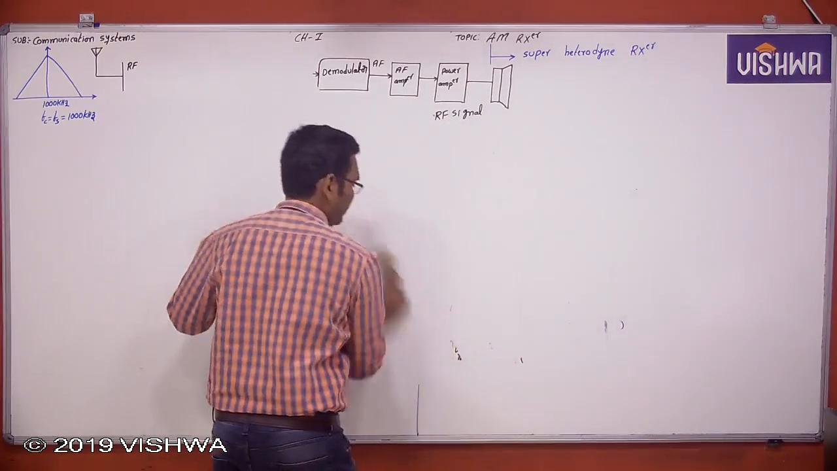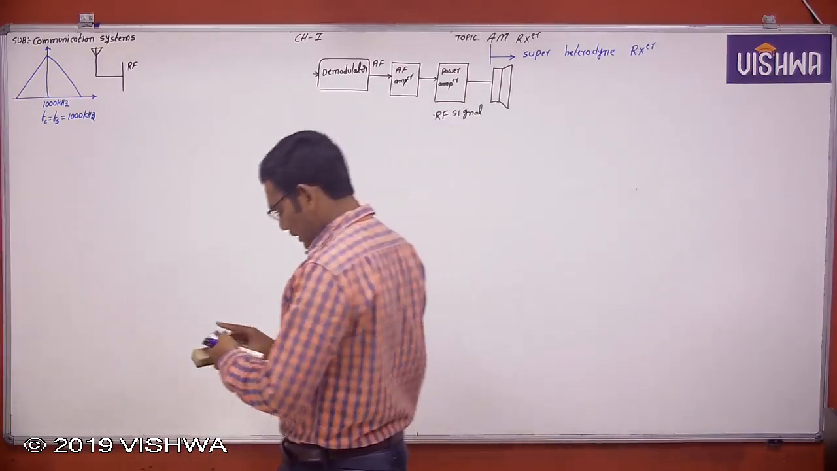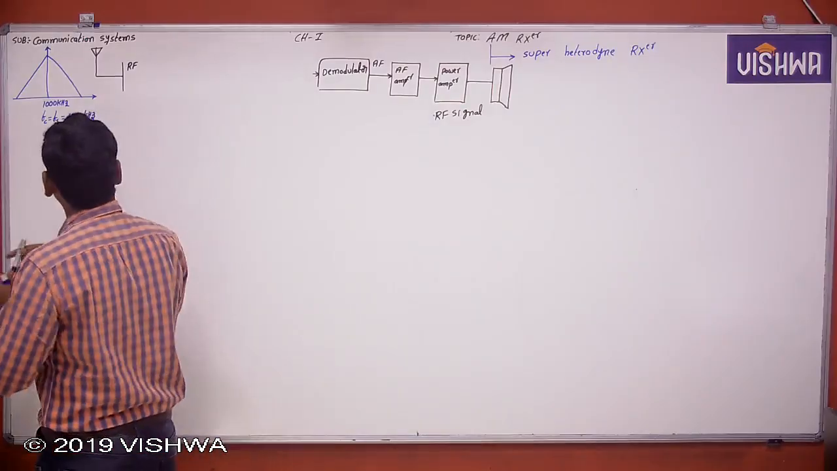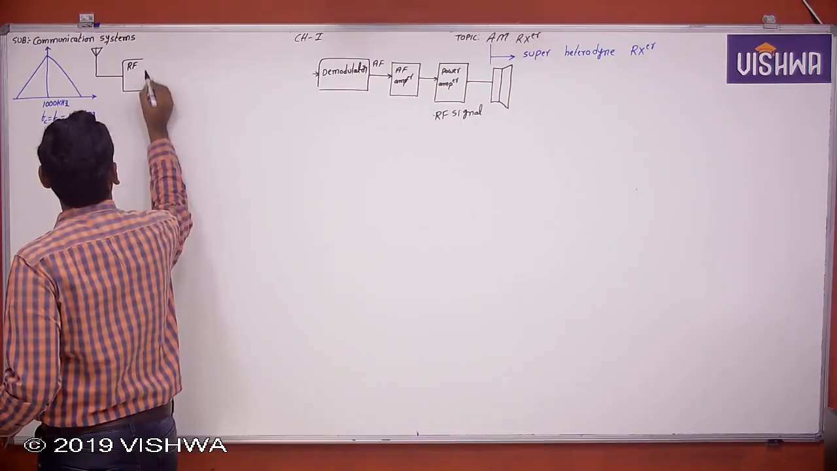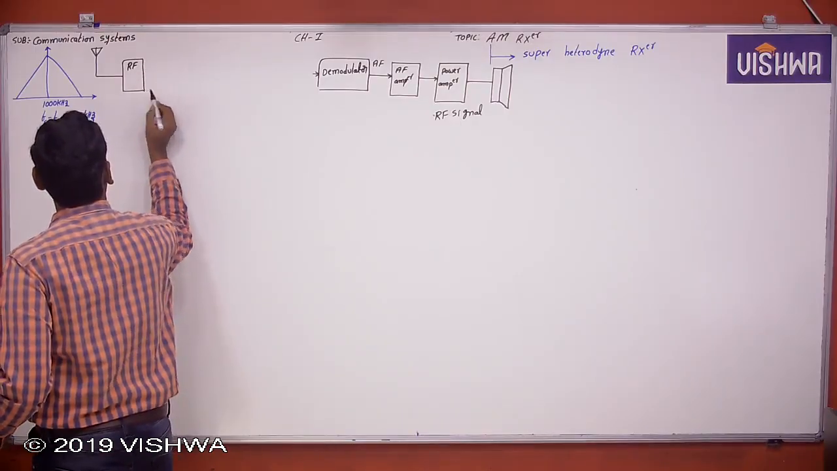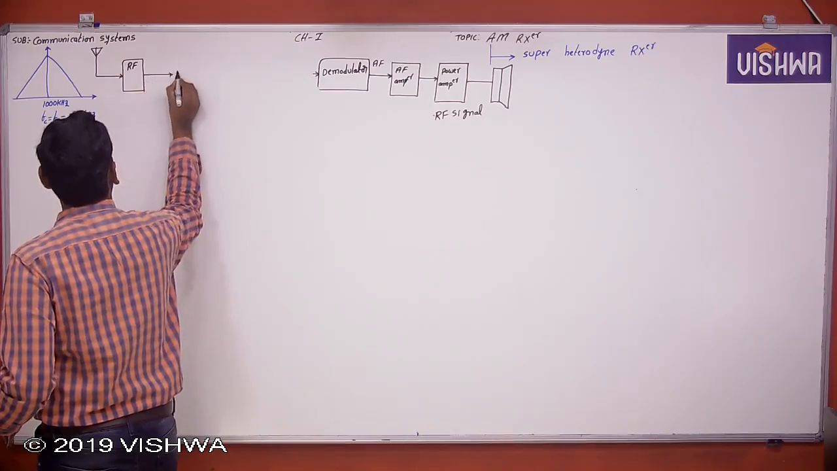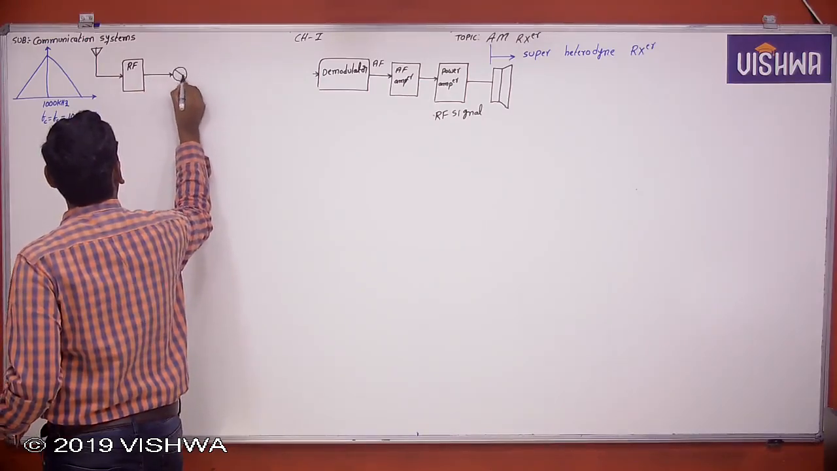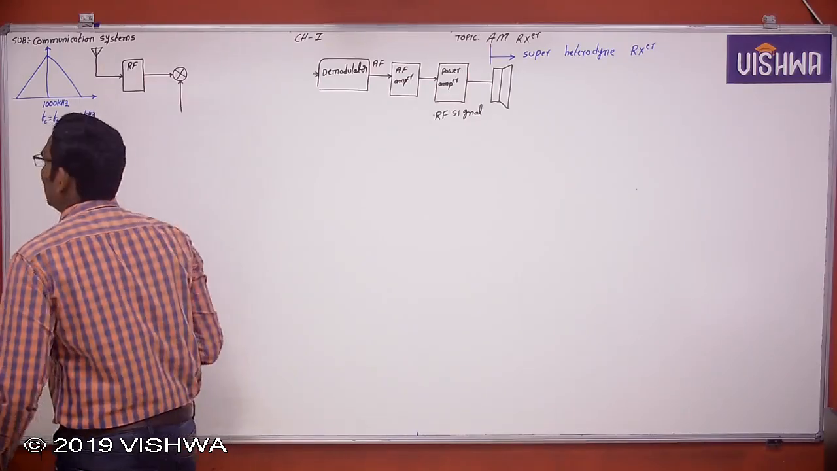Now we'll see the superheterodyne receiver. This is the incoming signal, a modulated signal. This is the RF amplifier. Now this incoming signal is down converted to a fixed frequency, which is called the intermediate frequency.